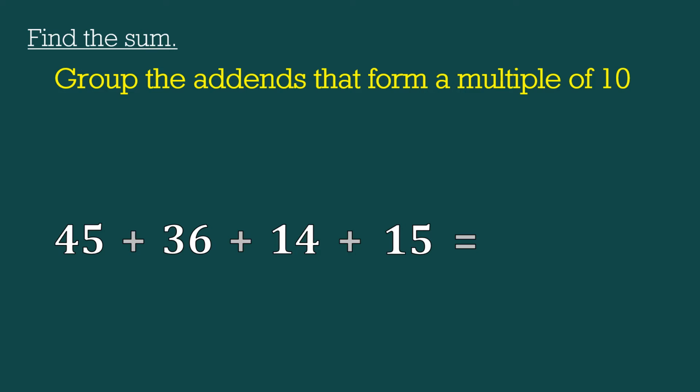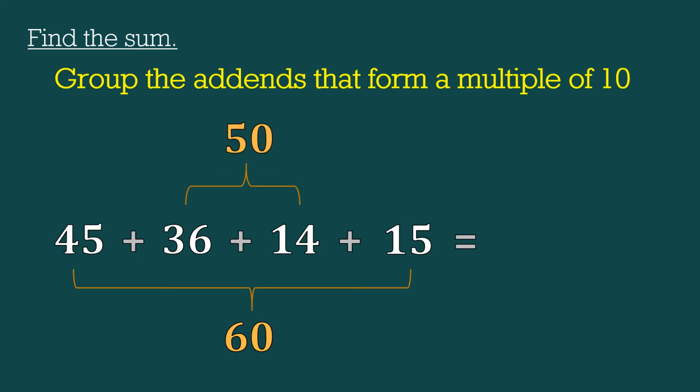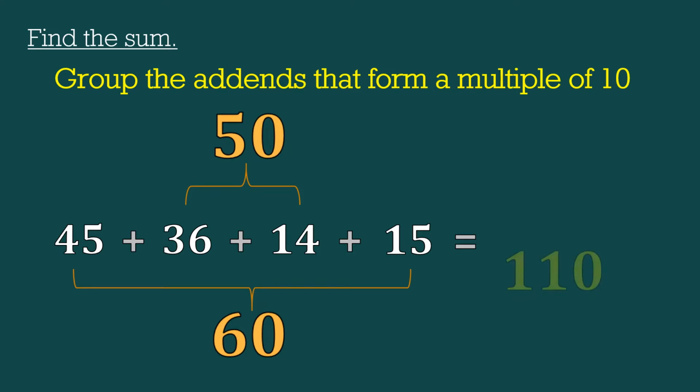Let's have another example. We see 45 and 15 makes 60. 36 and 14 makes 50. Then, we add the addends that form the multiples of 10. We have 60 plus 50 is equal to 110. So, the sum of the addends is 110.